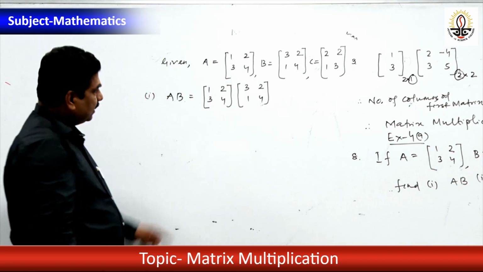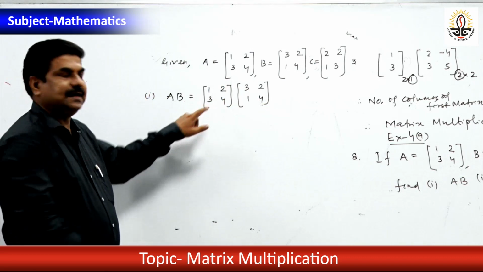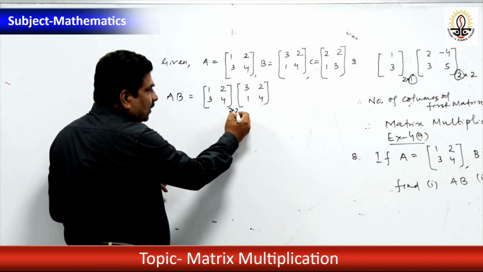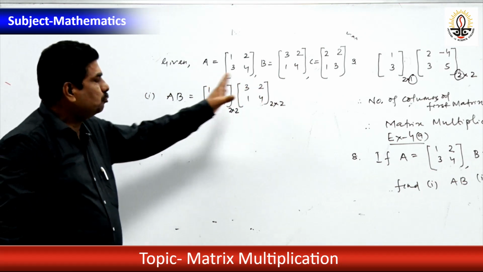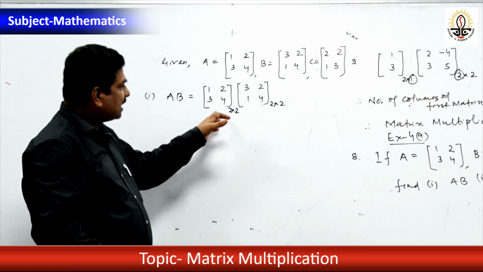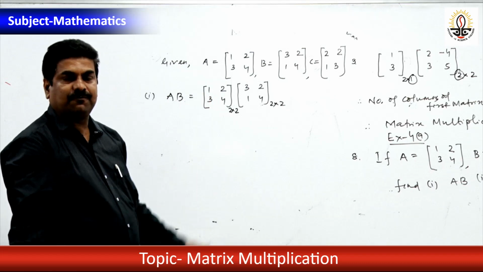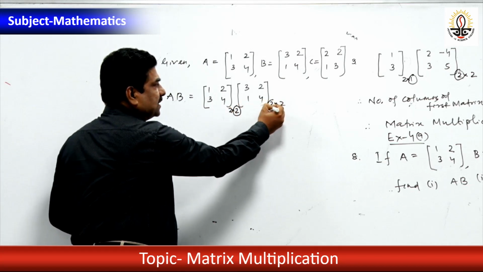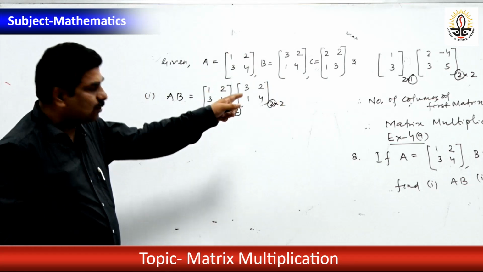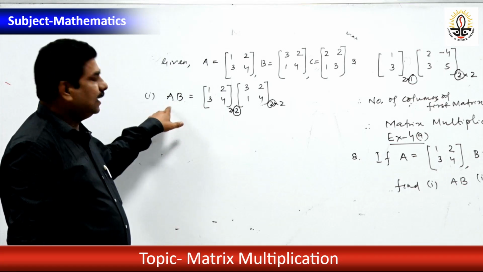Then you check: the order of the first matrix is 2 by 2 and the order of the second matrix is 2 by 2, because these two are square matrices. That means here the number of columns of the first matrix and the number of rows of the second matrix is equal. Therefore AB is defined.